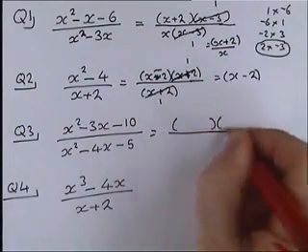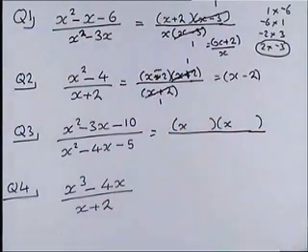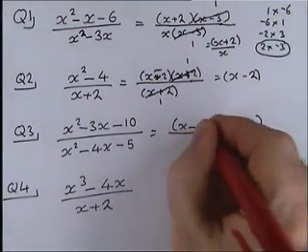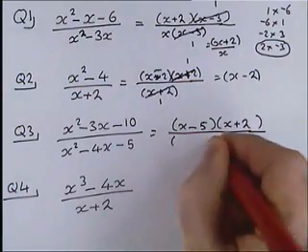Double bracket. It's a quadratic, it's going to be an x there and an x there, and we're looking for two numbers that multiply together to give negative 10 and add to give negative 3. Well, that's going to be x minus 5 and x plus 2. So well done if you got that bit right.